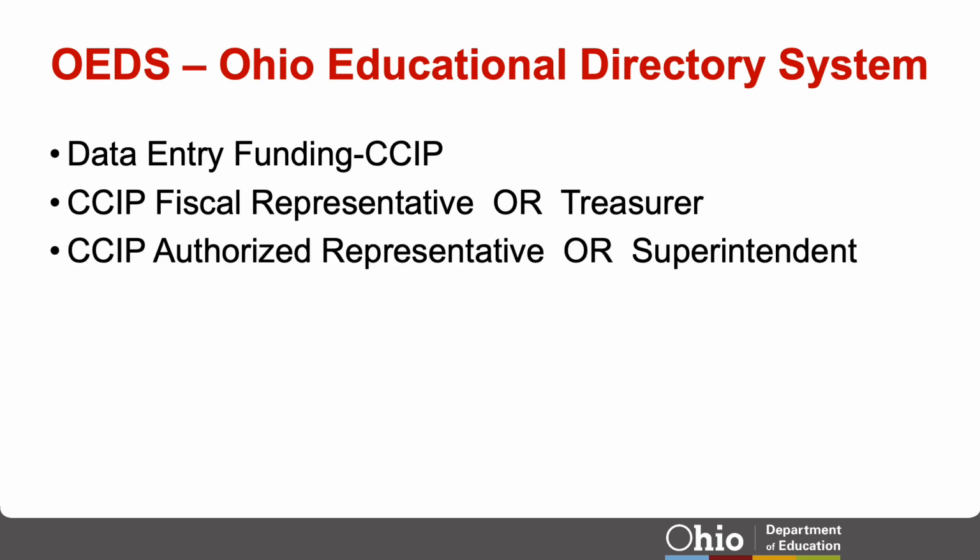And finally, CCIP authorized representative. The equal role in regard to system access is the role of superintendent. This person acts as the final organization reviewer and approves the application for submission to the department after it has been approved by the fiscal representative or treasurer. As with the fiscal representative role, only one of these two leadership roles may be used by an organization, and only one person may be assigned to the role at any given time.